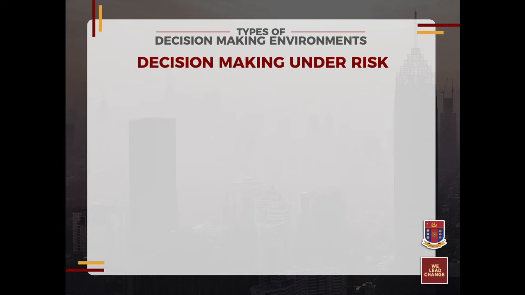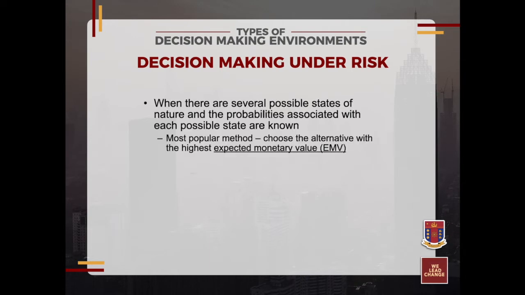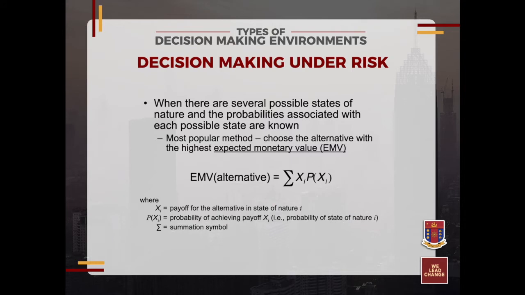Hi guys, now let's talk about decision making under risk. Now remember, the decision making under risk involves probabilities. So now we're going to work with probabilities. Now it states here that when there are several possible states of nature and the probabilities associated with each possible states are known, the most popular method to choose would be the expected monetary value, or EMV.